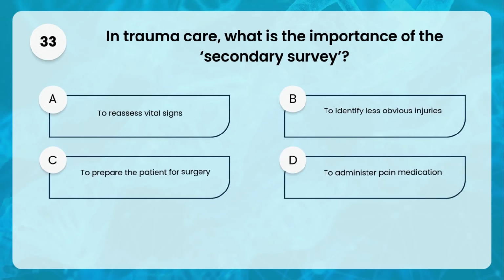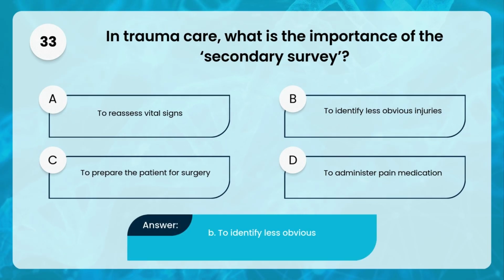33. In trauma care, what is the importance of the secondary survey? A. To reassess vital signs. B. To identify less obvious injuries. C. To prepare the patient for surgery. Or D. To administer pain medication. The answer is B. To identify less obvious injuries.